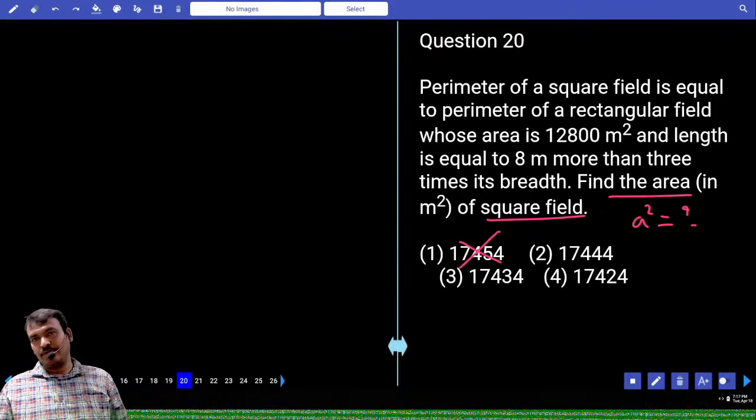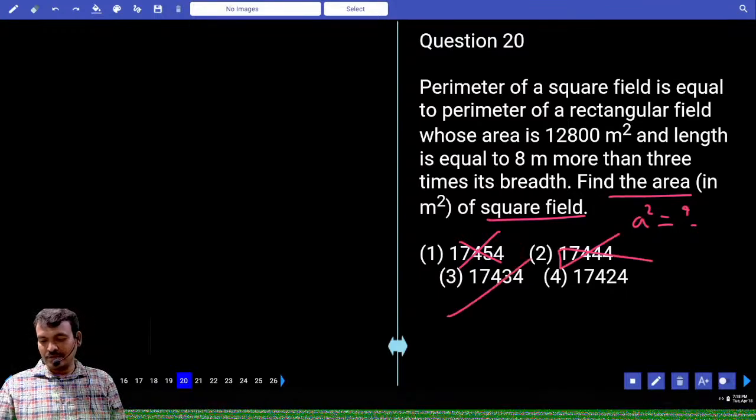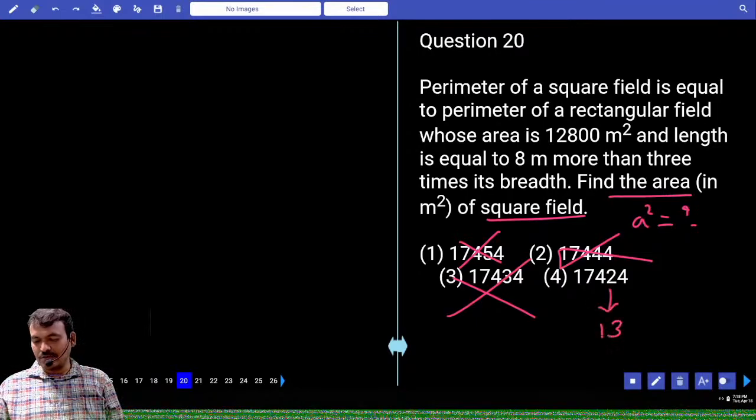First option, perfect square? No sir, it is not 5441, it is 17,454. First option no. Second option no. Third option no. 17424. Yes, it is 132 square.